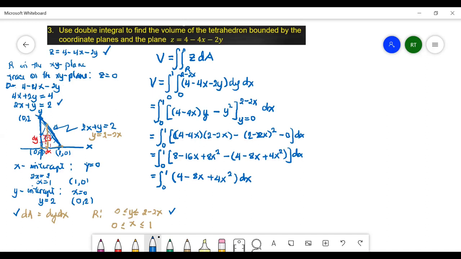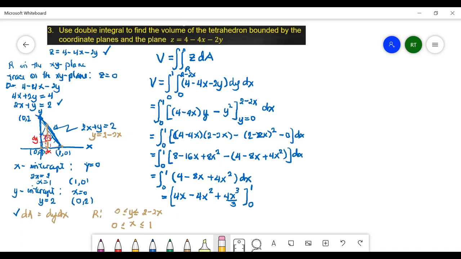So tapos na tayo sa inner integration. We will now do the outer integration in x. Okay, so let us evaluate the integral. Integral of 4dx is 4x. Okay. Actually, kung gusto nyo, pwede tayo mag-factor out ng 4. Okay. Kung gusto nyo lang naman. So, well, anyway, the integral of 4dx is 4x minus. The integral of 8x dx is 8x square over 2. No? So, 8 by 2 will give us 4. So, this will give us 4x square plus integral of 4x squared dx is 4x cubed over 3.